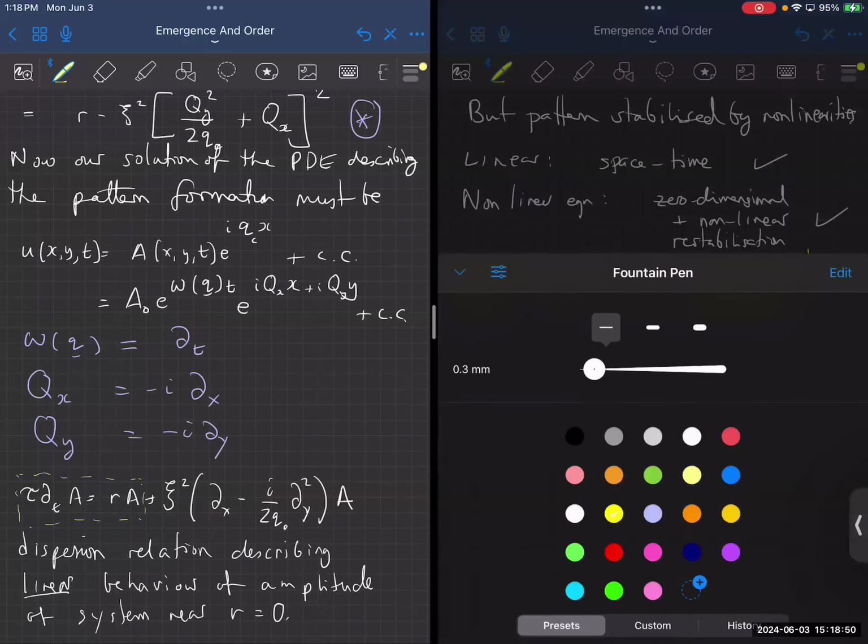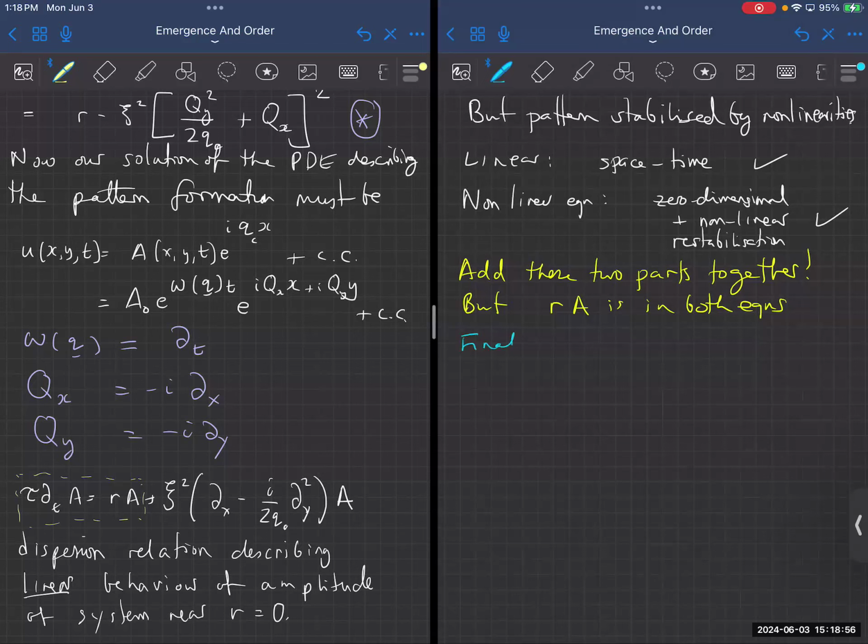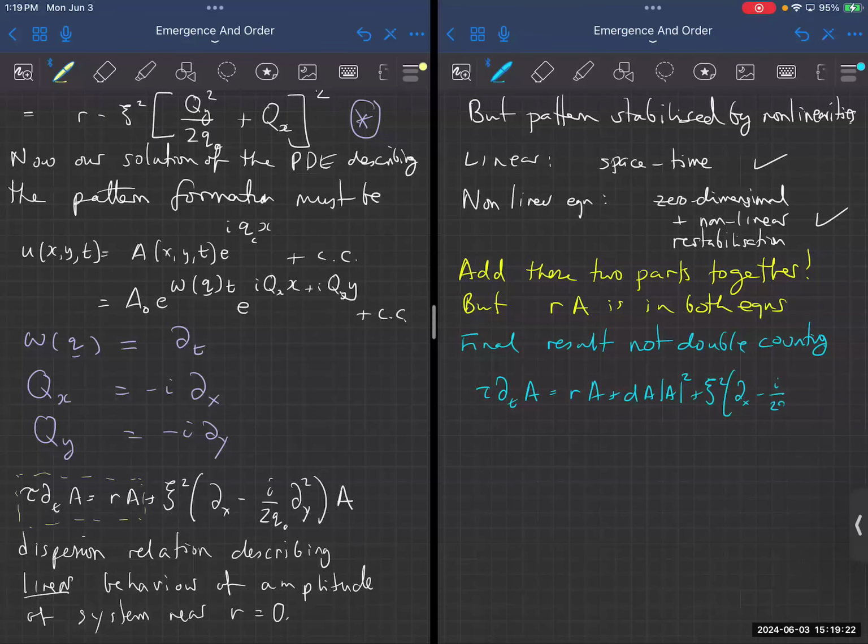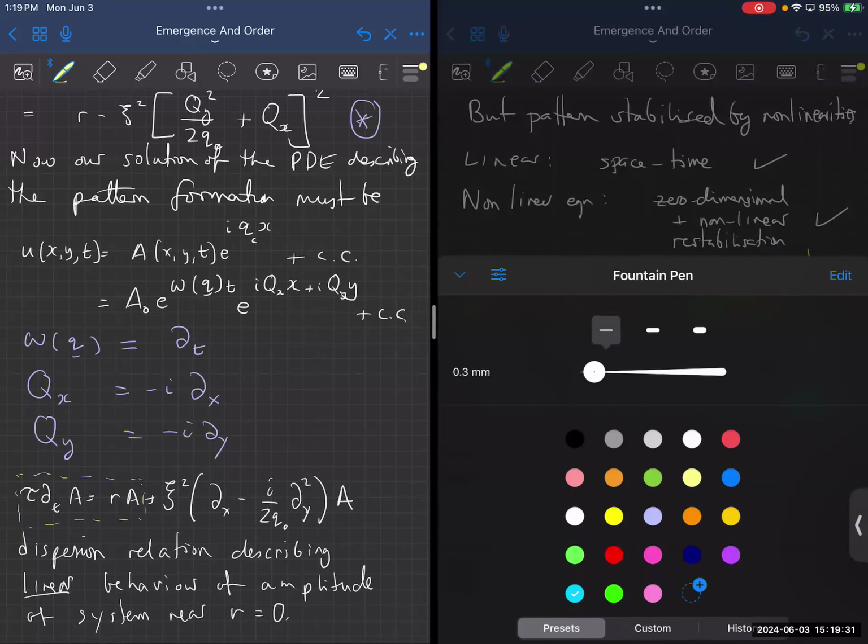So what that tells you is that the full final equation, which is not double counting, is then tau d by dt of the amplitude is equal to R A plus D A absolute value of A squared plus psi squared d by dx minus i over 2 qc d y squared A. And that's our final equation.